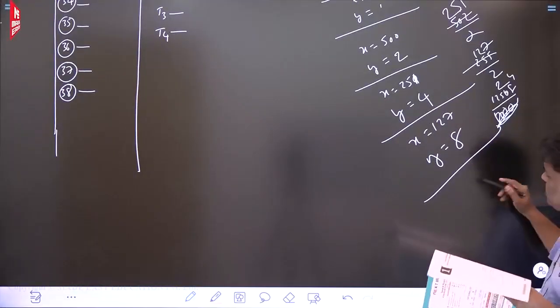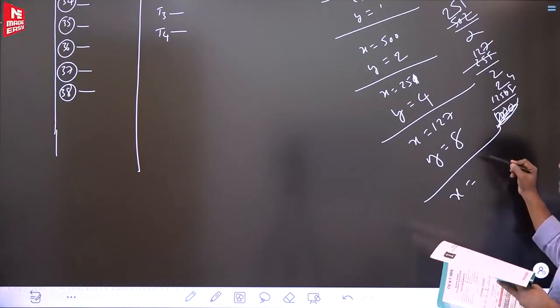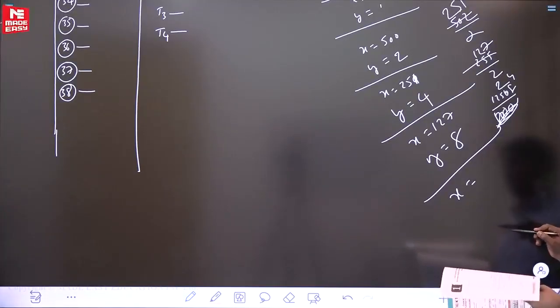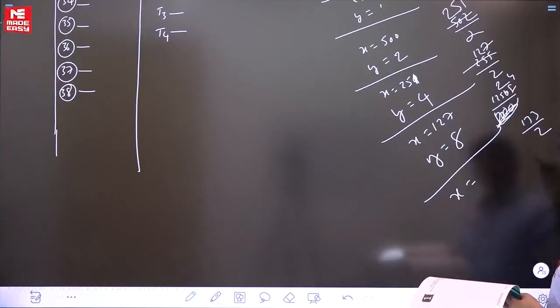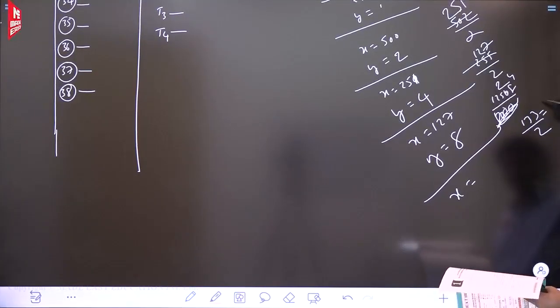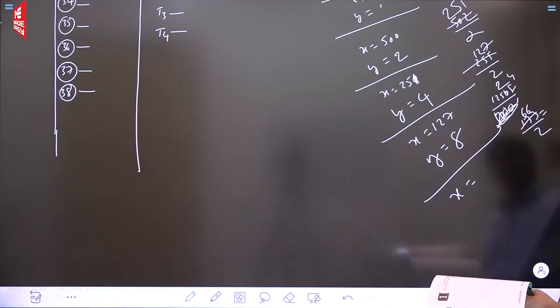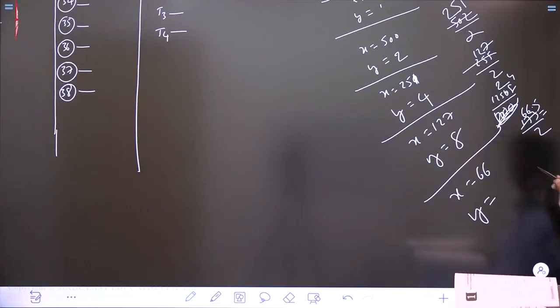Can you help me know what the next one? X is equal to, again x plus y by 2. 127 plus 8, what is the answer? 133 by 2. Approximately how much? 133 by 2, what is the answer? I think 66.5. So approximately 66.